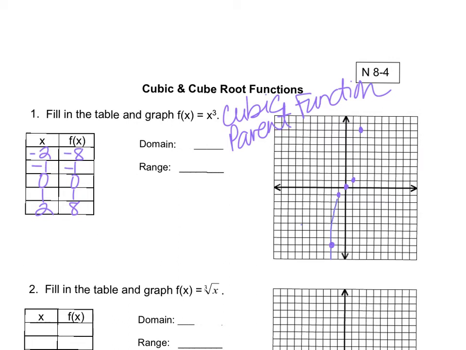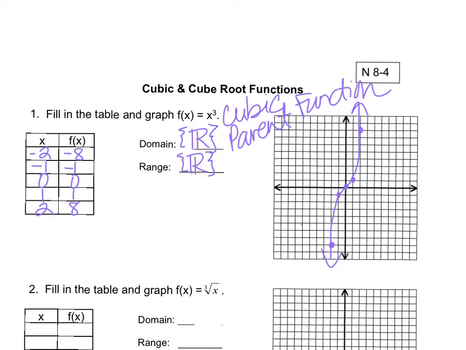So when you're connecting your points, make sure you put arrows at both ends. When looking at this cubic parent function, it's very similar to linear because it's going both directions. So it's continuing on left, right, up, and down. So your domain of this would be all real numbers. And then the same thing for the range. So anytime you have a cubic function, your domain and range will be all real numbers because it's continuous just like linear. Left, right, up, and down.